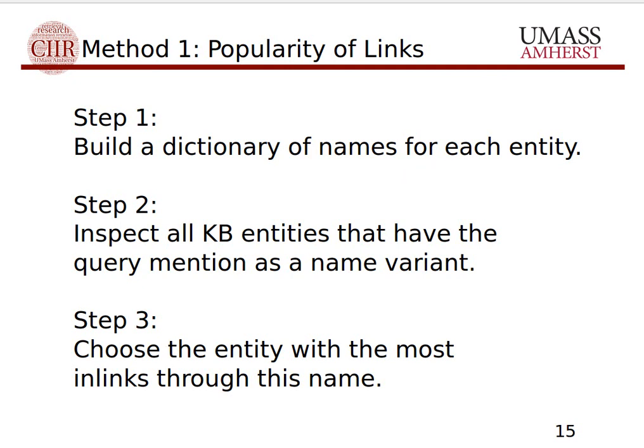So to recap the first method, in step 1, we built a dictionary of names for each entity, and I just explained how we can do that. In step 2, we go through all the different abstract entity representations and select all entities where the query mention occurs as a name variant. And then in step 3, we choose the entity with the most inlinks through this name. That means we look at hyperlinks that have the query mention as anchor text, and among those, we check which of the entities are hit most often by those hyperlinks.